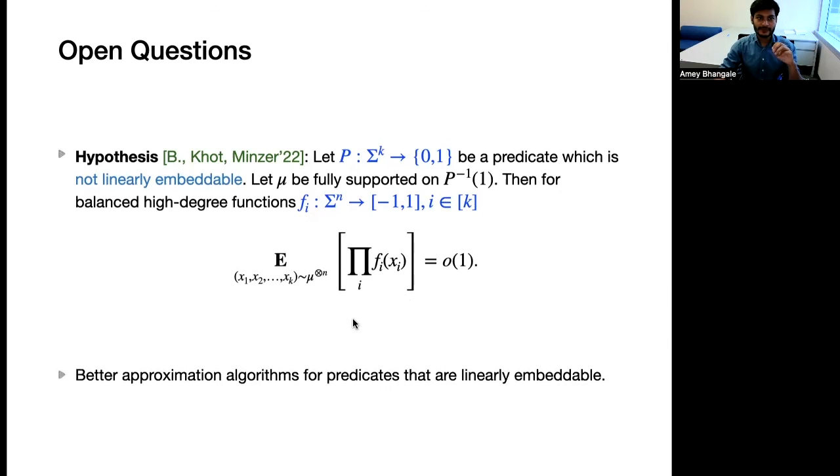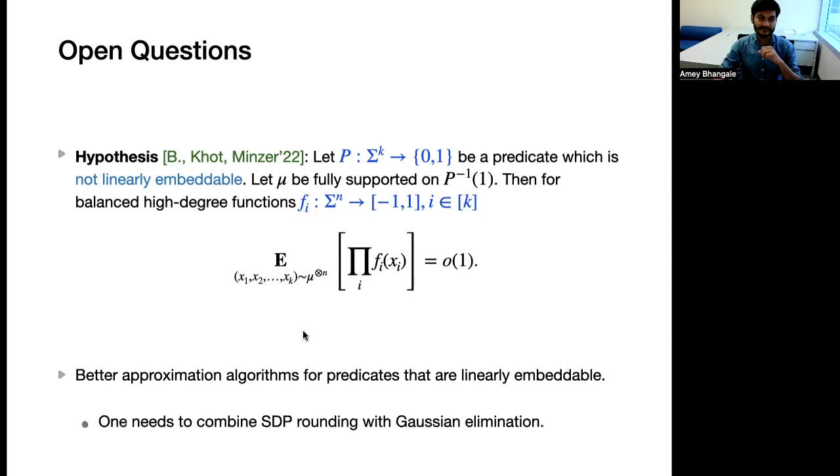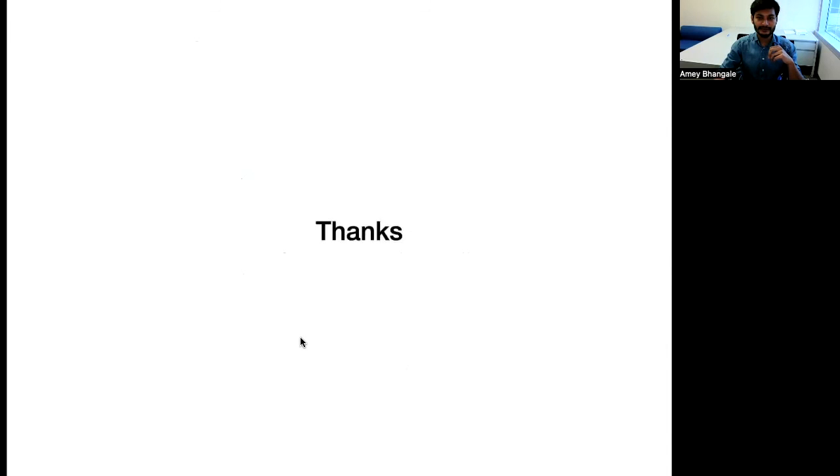Another interesting open question is to use this linear embeddability condition to design better approximation algorithms for satisfiable CSPs. That is, can we combine this Gaussian elimination technique and the SDP rounding technique to get better approximation algorithms for satisfiable CSPs? So if the CSP instance is satisfiable, and if the predicate satisfies some linear embeddability condition, then can we use this, or do some sort of Gaussian elimination, to get better approximation algorithms on such instances? Okay, that's all, and thank you for listening.